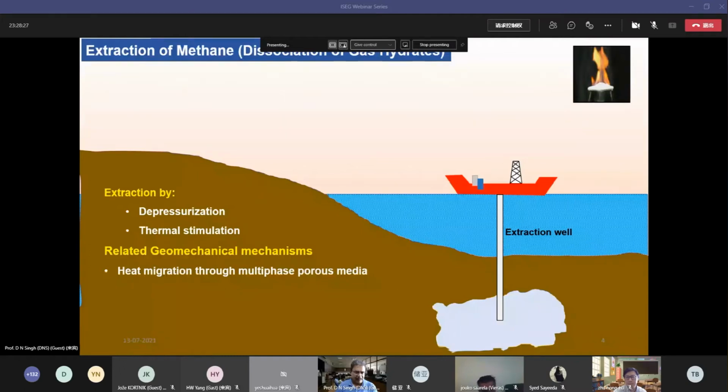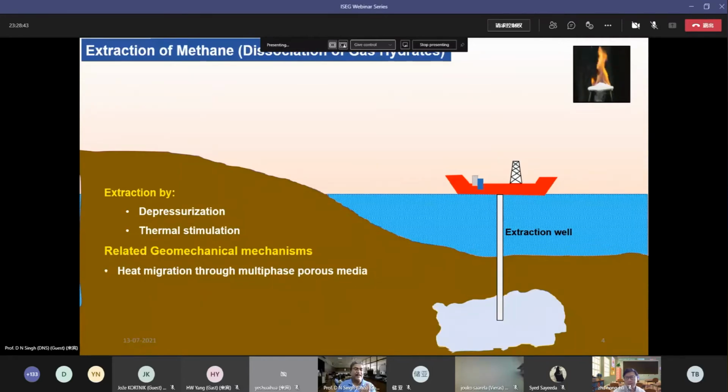So the first mechanism which is going to be very important is, if I am using thermal stimulation, how heat would migrate into a multi-phase porous media like gas hydrate bearing sediments. Efforts have been made by people to study the heat migration in sediments.